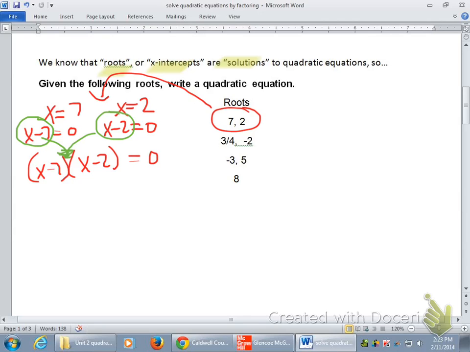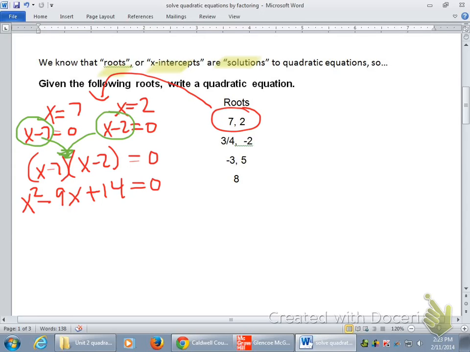Now, I've got two binomials. I'm going to multiply them. I should be able to do this without showing too much work. What's x times x? And then minus 2x minus 7x is really minus 9x plus 14 equals 0. And what I hope you can see at this point is that these two roots came from this quadratic equation. So what I did was I was able to actually develop the equation that must produce these two roots. Does that make sense?